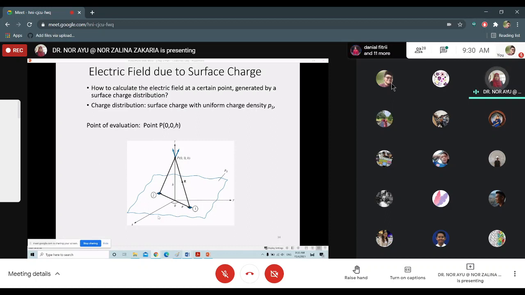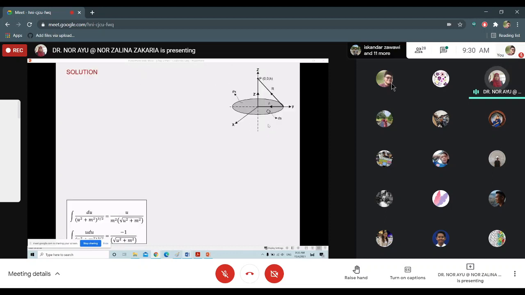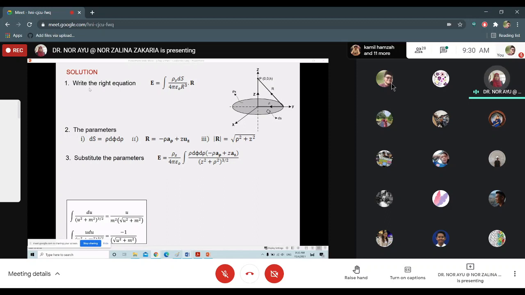Okay, so this is your surface charge. You need to find the point of observation over here at 0, 0, H. Okay, so right, so the equation is this because it is a surface charge. All right, so draw it again. This is the surface charge just now. So you need to find the point over here, 0, H. Okay, first you need to identify the parameters R, the magnitude of R, and also ds.